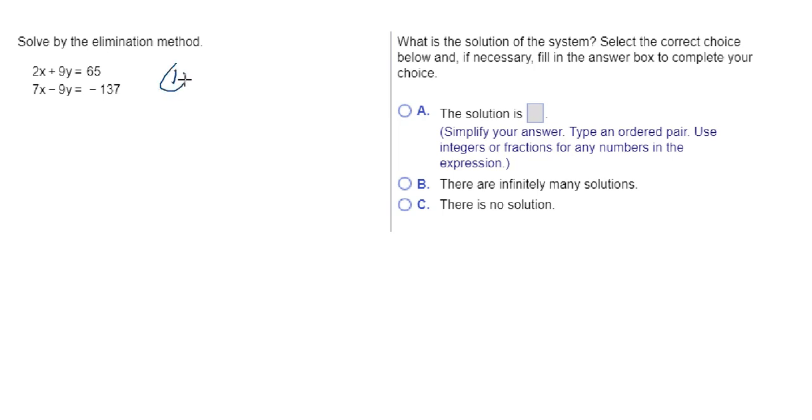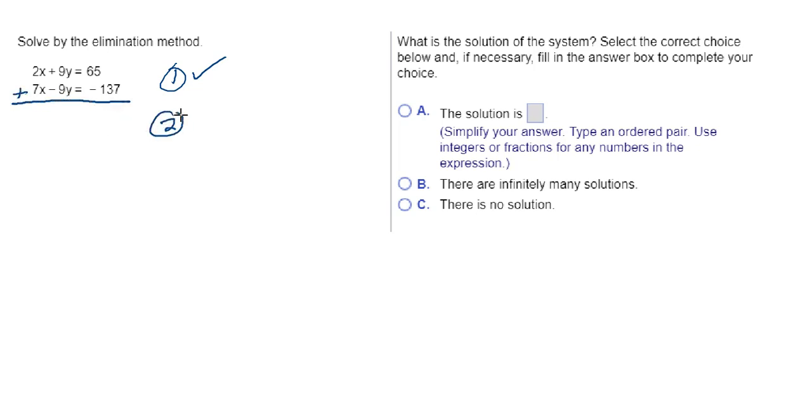If you'll notice, step 1 is already done for me. I already have a variable with the same two coefficients but opposite sign, and that's the y variable, right? In the first equation, the coefficient for the y variable is 9. In the second equation, the coefficient is negative 9, and so they're the same number but opposite sign. That's exactly what we want to see. So step 1 is already done for me. So let's do step 2, which is to add these two equations together.